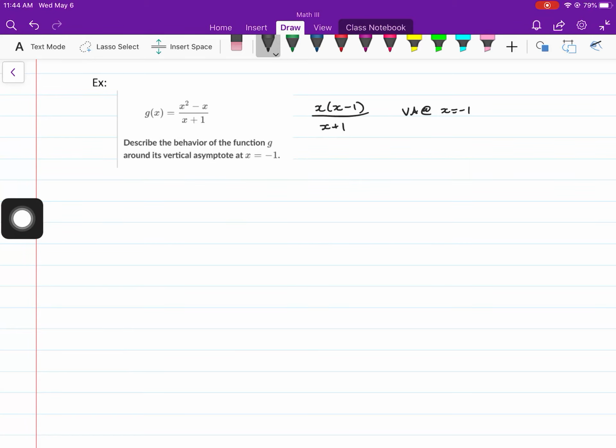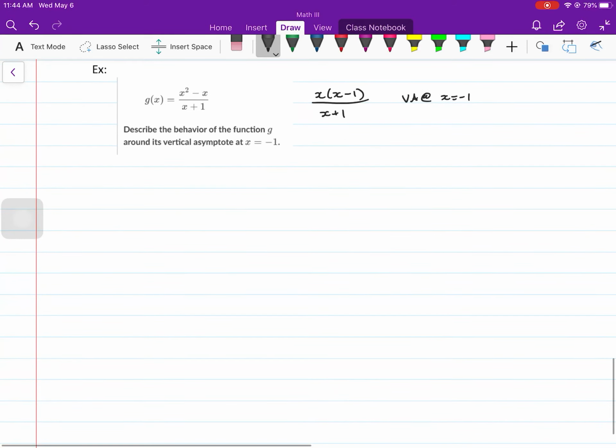So what we need to figure out is, this vertical asymptote is either going to be going up to infinity or down to negative infinity. It's going to be doing one or the other. We got to figure out which it is. So what I'm going to do is split it up. So we have from the left, I'm just going to put left.